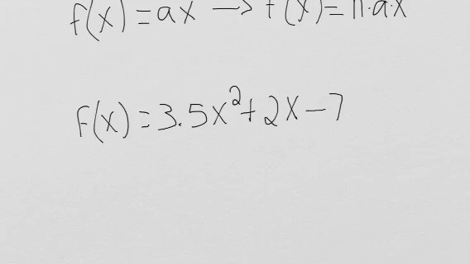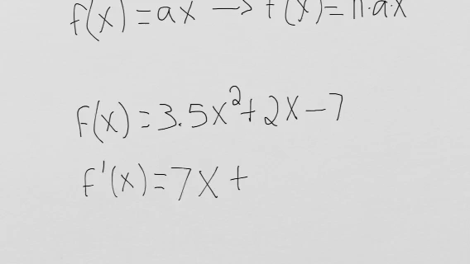So for an example, here we have 3.5x squared plus 2x minus 7. The idea here is that we're going to take 2 and multiply it by 3.5. So f prime of x is equal to 3.5 times 2, which is 7, x to the first power, plus... When we're taking a derivative of a polynomial like this, we can just take the derivative of each piece separately. So now we need to do the derivative of 2x.